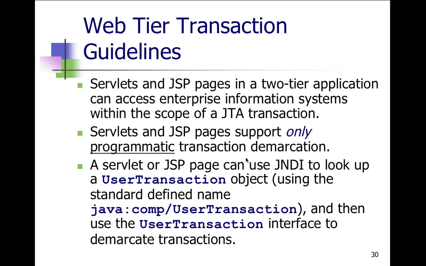So servlets and JSP pages support only programmatic transaction demarcation, which means inside of the program you're checking with the transaction object, and you're registering things and events that are occurring with the object through the web server. A servlet or a JSP page uses the lookup service, JNDI, to look up the UserTransaction object using a standard naming convention. The defined name is going to be using this particular API component, and then it uses a UserTransaction interface for the demarcated transactions.